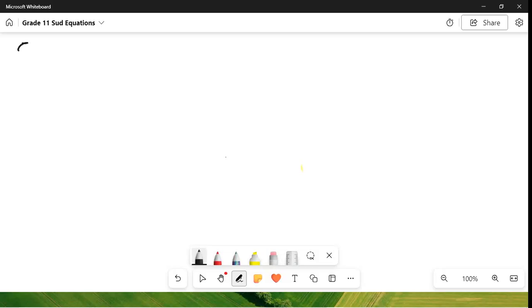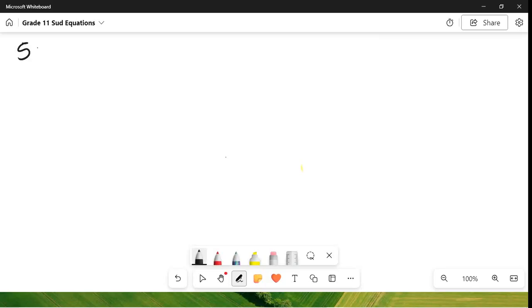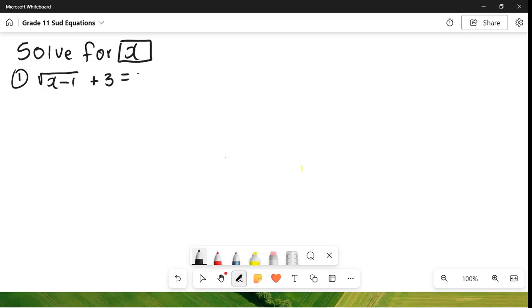So if we're told to solve for x, how are we going to solve for this particular x in an equation that looks like this? Square root of x minus 1 plus 3 equals x.